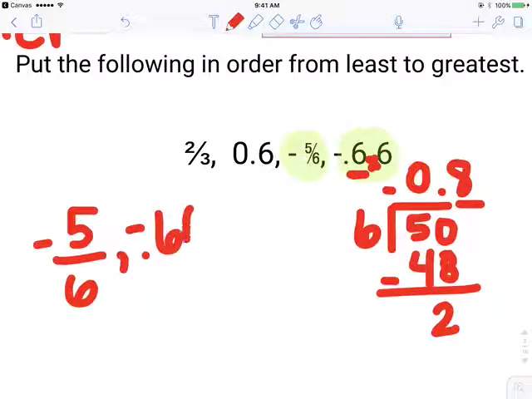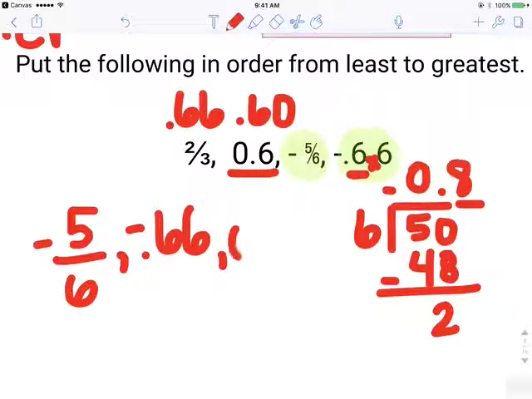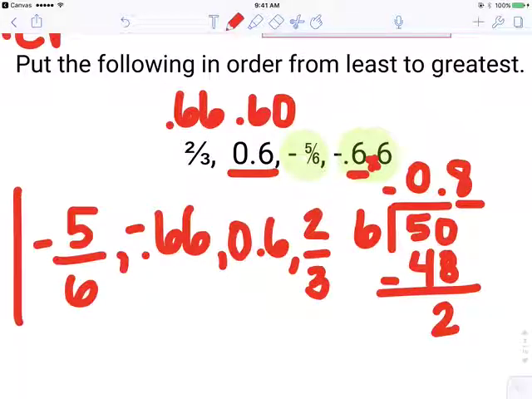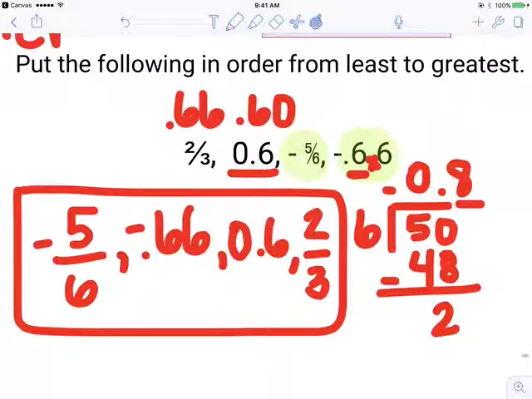Negative 0.66 is next, and now I move into my positives. 2/3 is one of these fractions you just need to know is 0.66. And when I compare it to 0.6, I need to rewrite that as 0.60. So 0.60 is smaller, and then 2/3 will be your largest fraction.